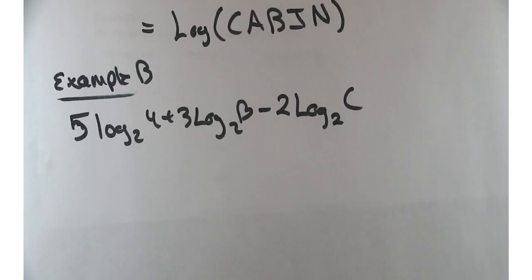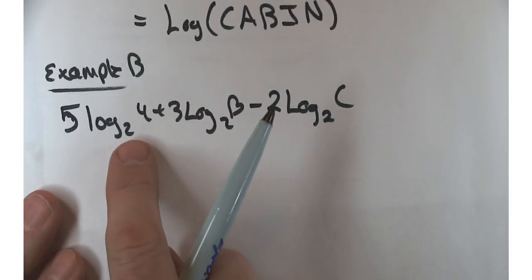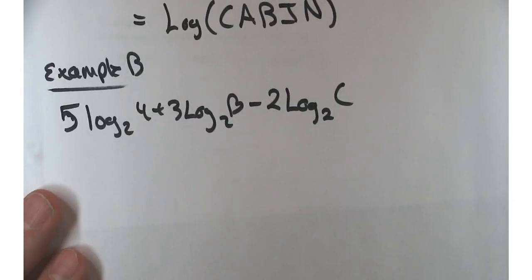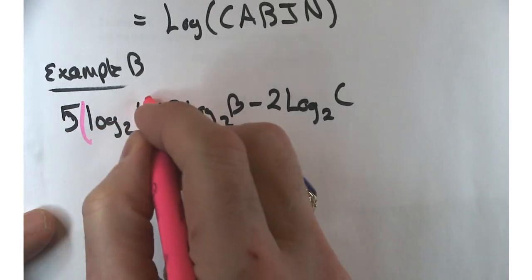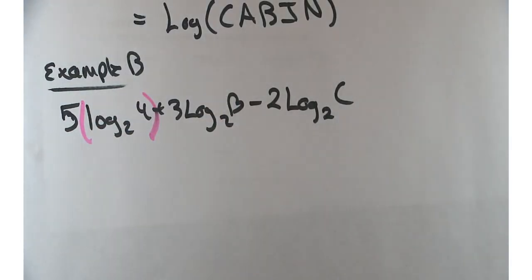Now there's a couple ways we can work this thing, but let's start by looking at this. Maybe we can make our lives a little bit easier because I think these are nice friendly numbers. Log base 2 of 4.